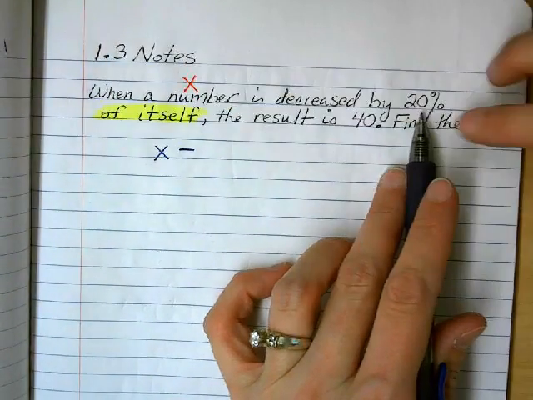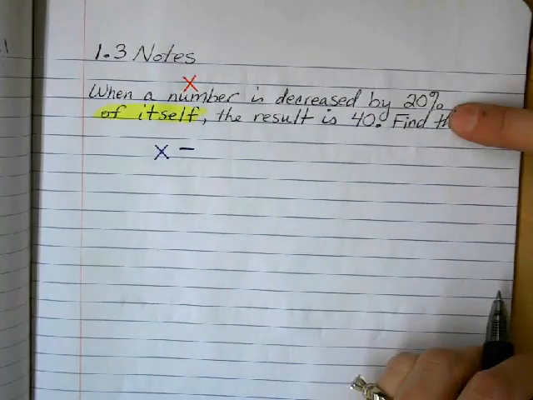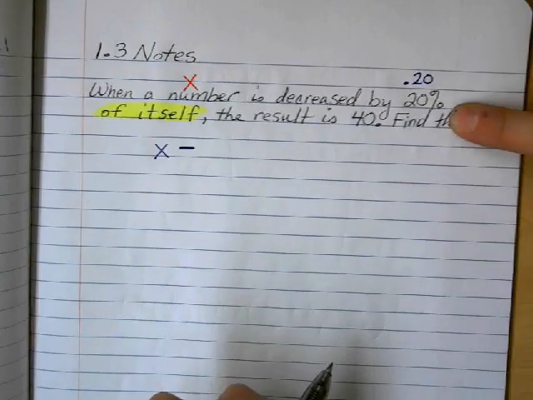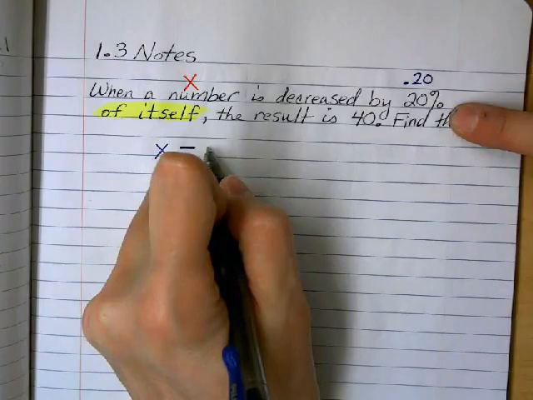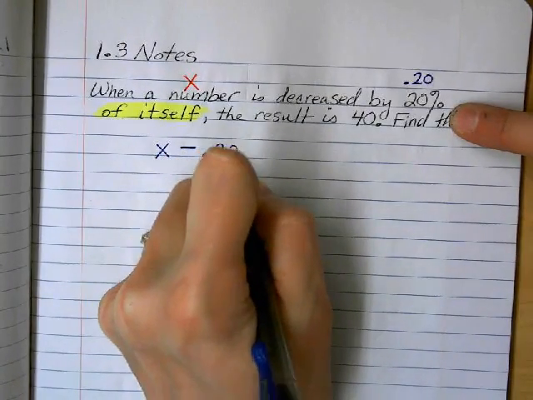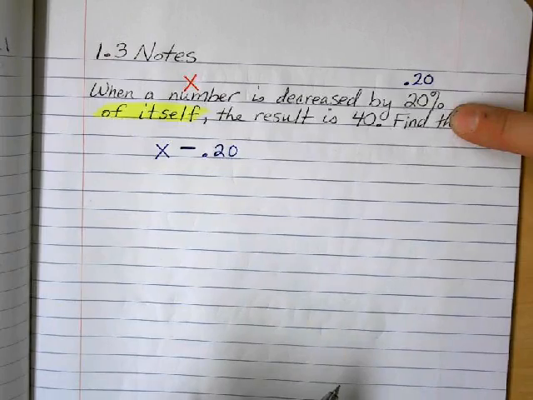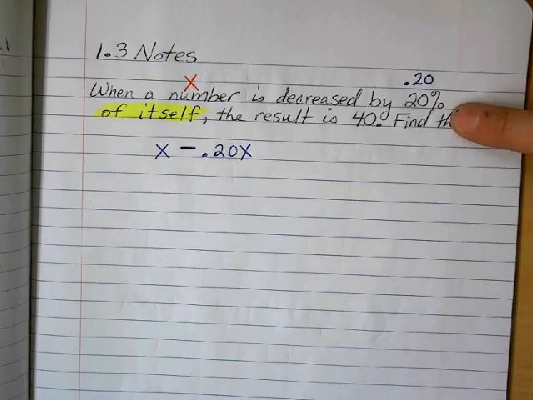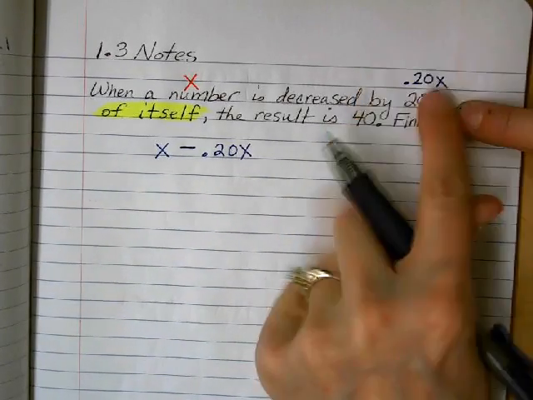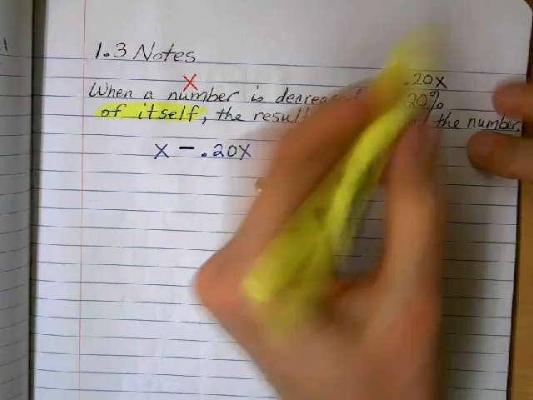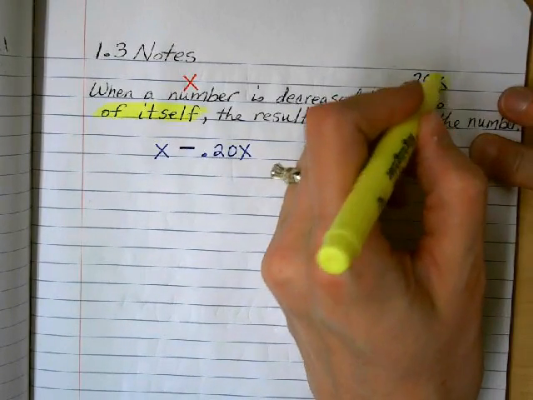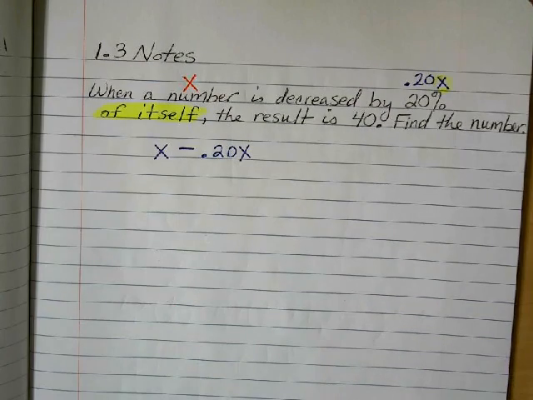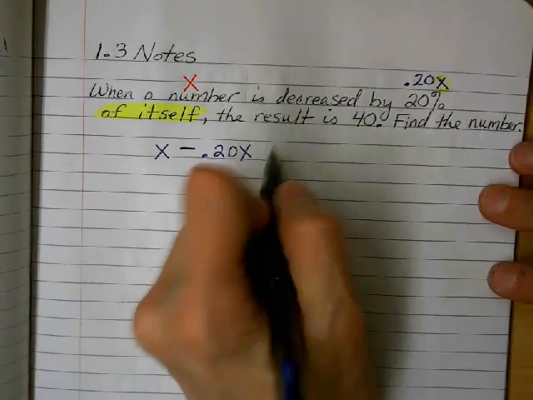The weird part is it's decreased by 20% of itself. Okay, 20%, do you know how to write 20% as a decimal? Yeah, like 0.20. So we're going to decrease it by 20%. Okay, what do you think you do when it says of itself, though? Yeah, you have to put an x again, like 20% times whatever that number was. So it's like 0.20, and the of itself is like another x. Use the variable again, because it said that number decreased by 20% of itself, so 20% of that x. And then the result is 40.